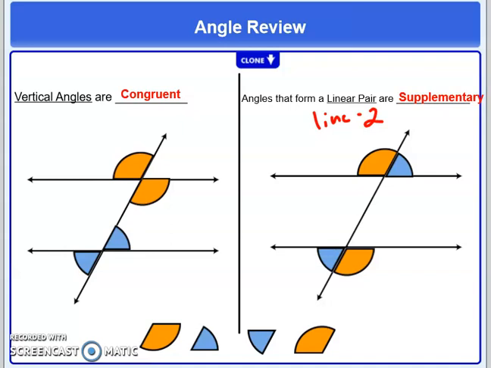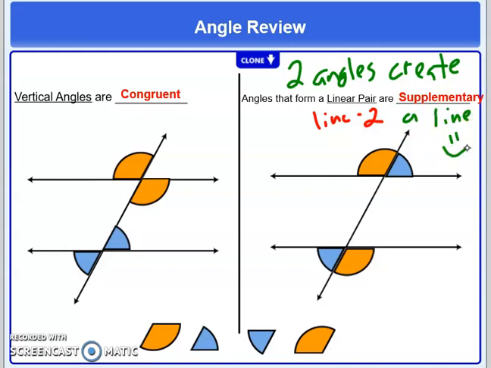So let's just write that. Two angles that create, oh no, I'm out of room, a line. Smiley face, of course. Okay, awesome job, folks. Let's keep it going.